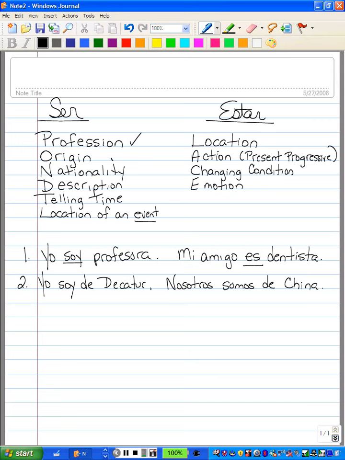Origin. The third, nationality. We did those sentences also in lesson 1. You could say Daniela es mexicana. Or you could say ellos son puertorriqueños. They are Puerto Rican.